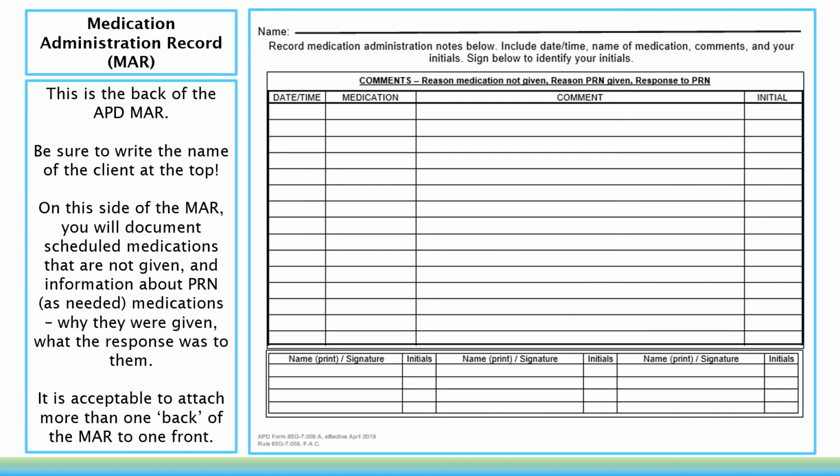This is the back of the APD MAR. Be sure to write the name of the client on top. On this side of the MAR, you will document scheduled medications that are not given and information about the PRN, as needed medications, when they were given. What was the response? It is acceptable to attach more than one back of the MAR to the front. This could be the case if there's a lot of documentation that's needed.